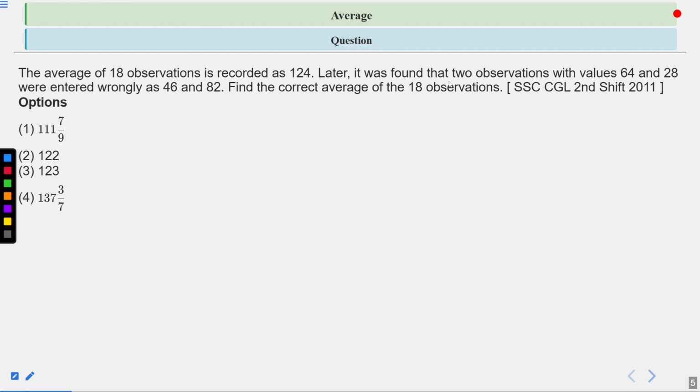First one is 111 and 7 by 9. Second is 122. Third one is 123. Fourth one is 137 3 by 7. Now you have 10 seconds to analyze the question. Your time starts now. Now time's up. Let's see the solution of this question.